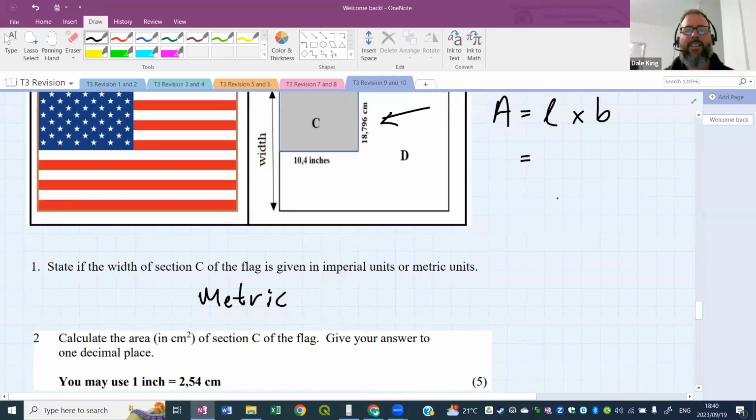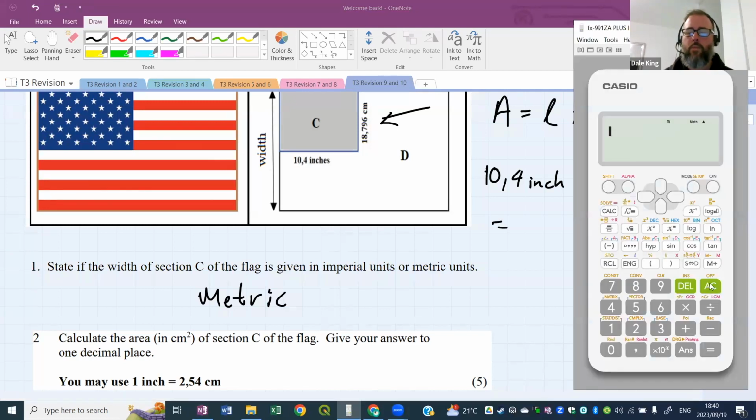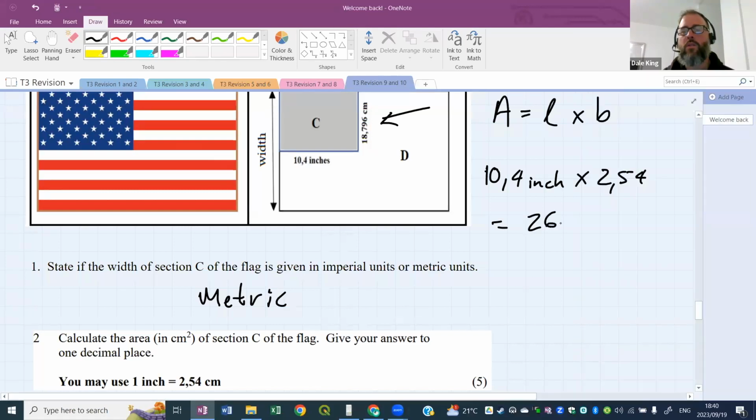You need to first convert it into centimeters. Good. Let's convert straight away. So this 10.4. What do I do with that? You times it by 2.54. 10.4 times 2.54 gives us 26.416 centimeters. Should I round this off? Not yet. Very good.